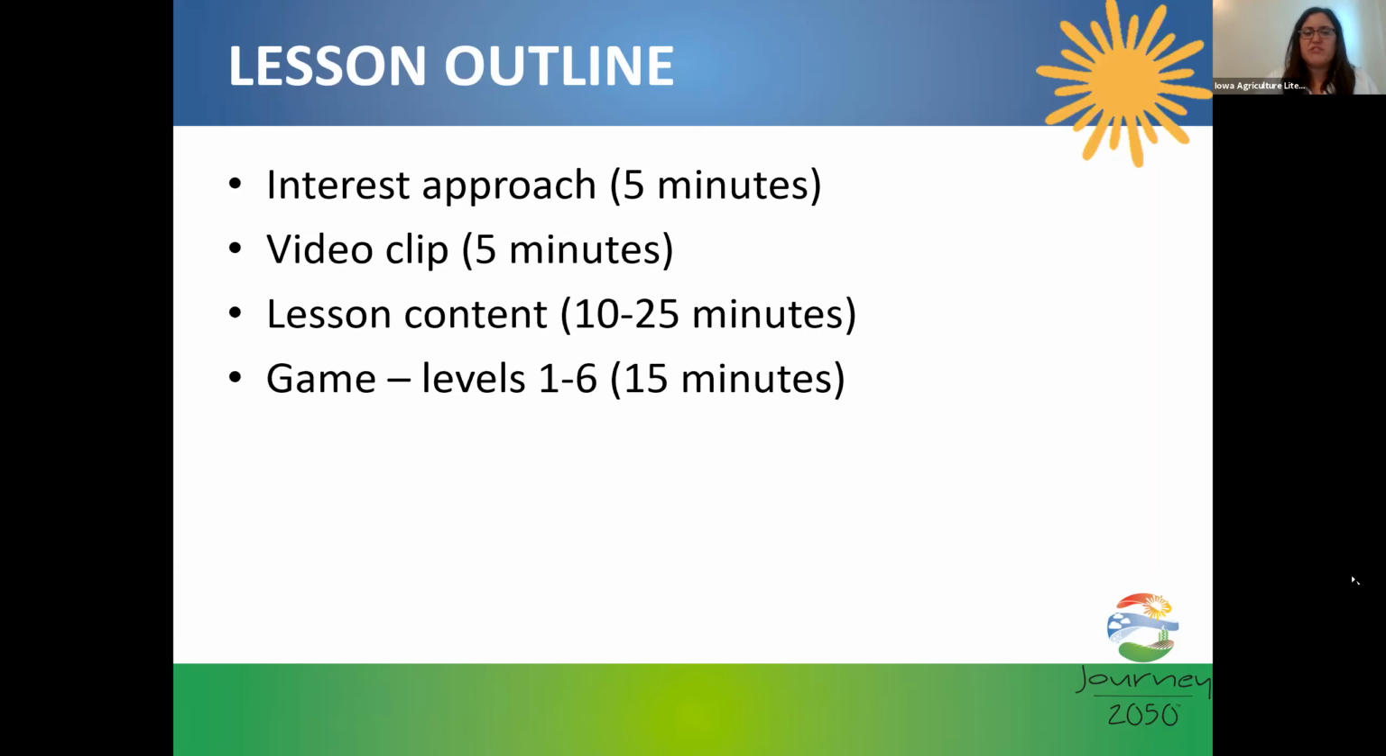There are games for levels 1 through 6, and in most of the levels, each game is about 15 minutes. Level 1 is shorter than that because it's just a demo, and the career game for level 6 is also a little shorter, but levels 2 through 5 are all about 15 minutes. And then there's 5 minutes for a wrap-up discussion. So you'll see that this takes a little less than an hour, but you could condense it down to a class period as well.